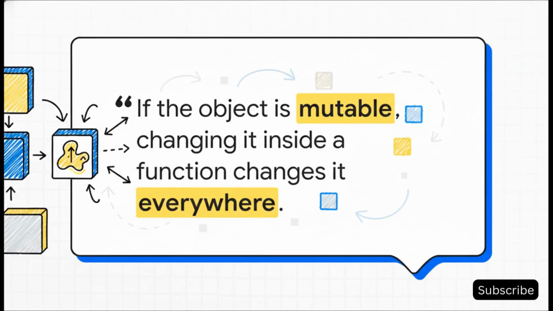So look, if you only remember one thing from this entire explainer, please let it be this sentence. If the object is mutable, changing it inside a function changes it everywhere. Internalize that rule, tattoo it on your brain. It will save you countless hours of debugging, I promise. Now go look at your own code. I guarantee you'll start seeing this concept in action everywhere.